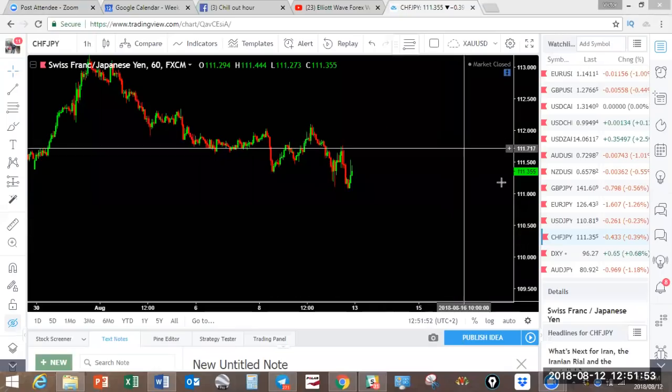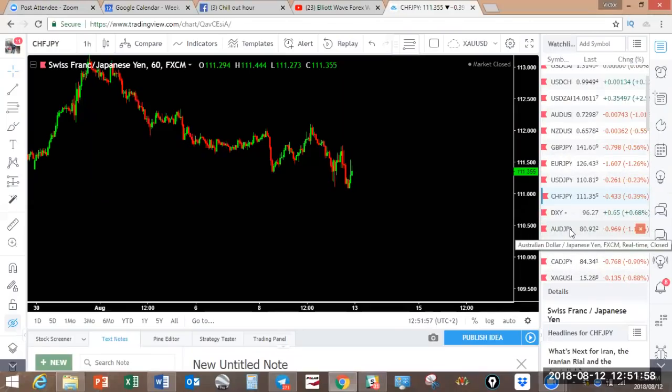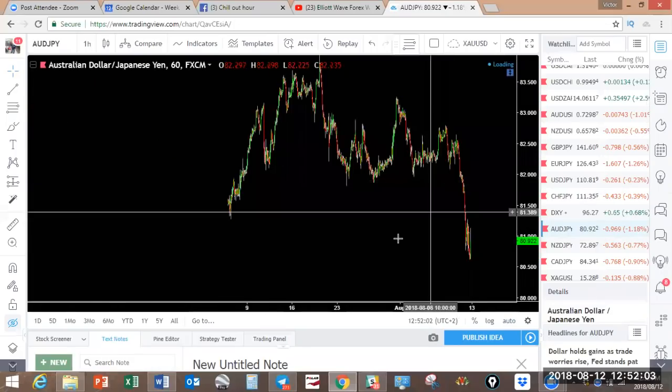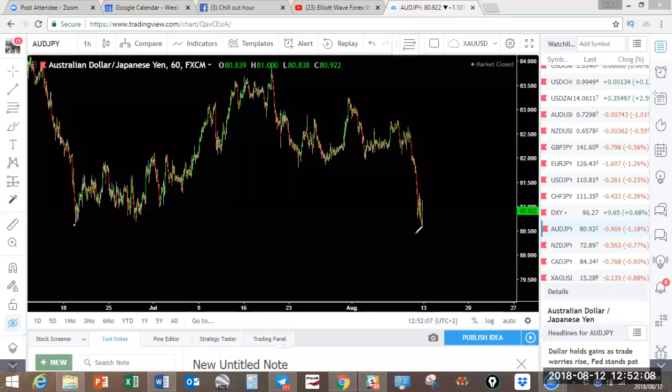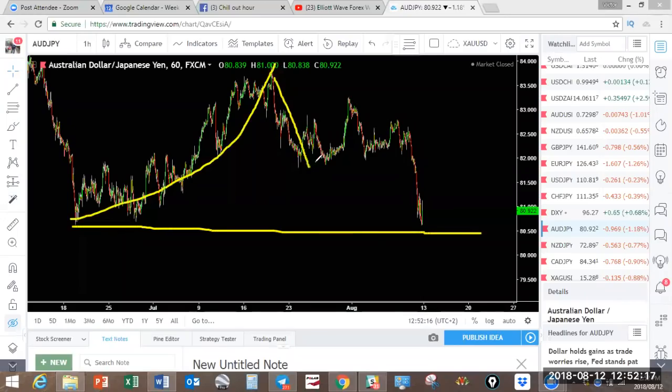All right, so that's CHFJPY. Let's look at AUD and New Zealand, as well as CAD. So AUD New Zealand, continuation to the downside. Looking to take this level minimum. What you have here is a move up, a 3-wave move to the downside. There's a possibility for this one to give you upside here like that. So watch out for any reaction in this level.